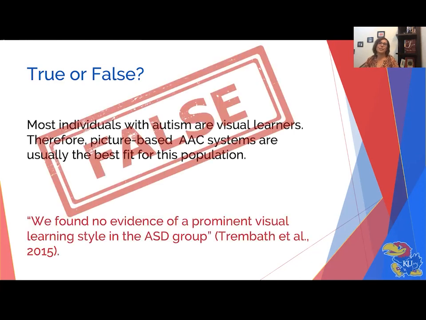And the answer is false. In general, research has demonstrated that the idea of learning styles is a myth. So there's no such thing as a visual learner or a tactile learner. And then also, research is beginning to show that people with autism may actually respond worse to pictures than both other students with disabilities and compared to typically developing peers.